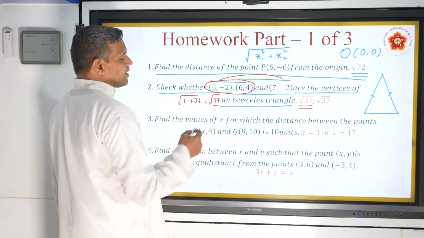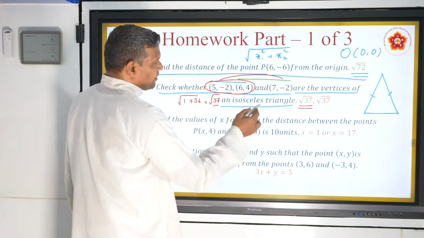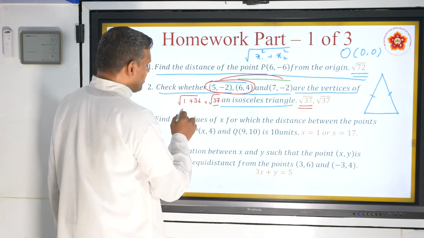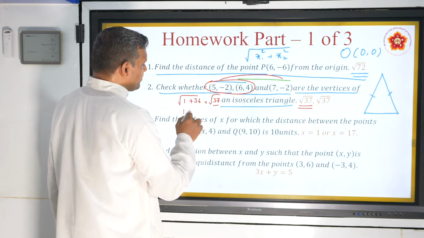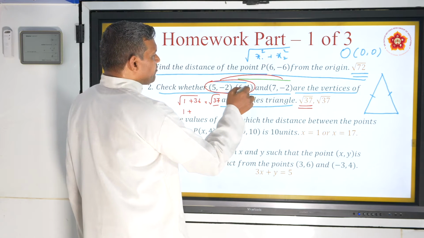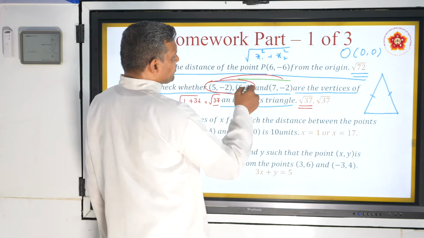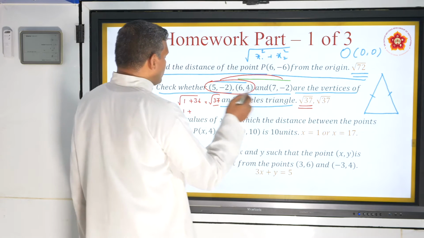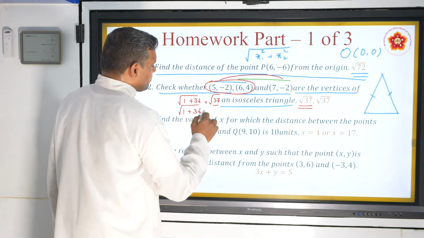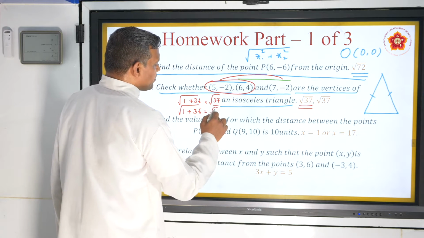Now what am I going to take? I am going to take the second and third point. So x2 minus x1: 7 minus 6 is equal to 1, 1 square is equal to 1 once again. Here -2 minus 4 will become -6, and -6 whole square is once again 36. So square root of 36 plus 1 is equal to square root of 37.